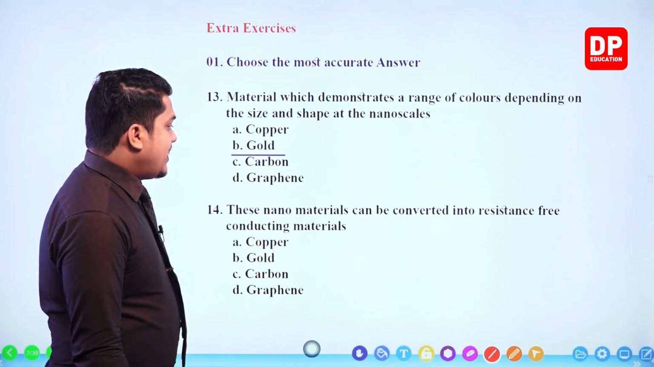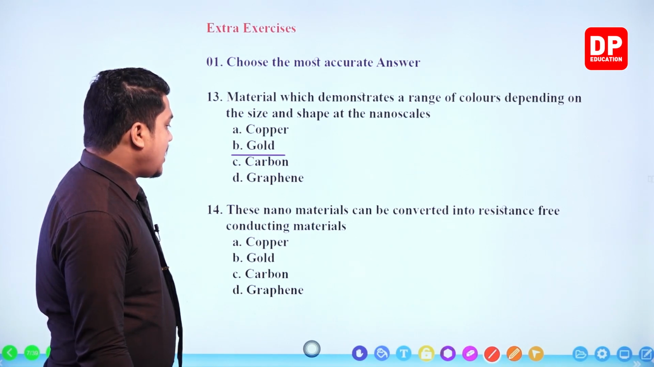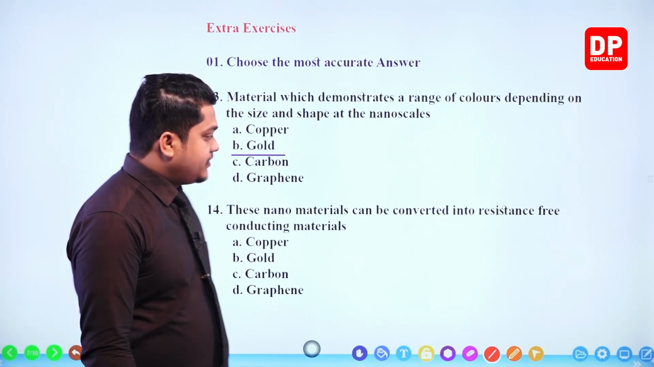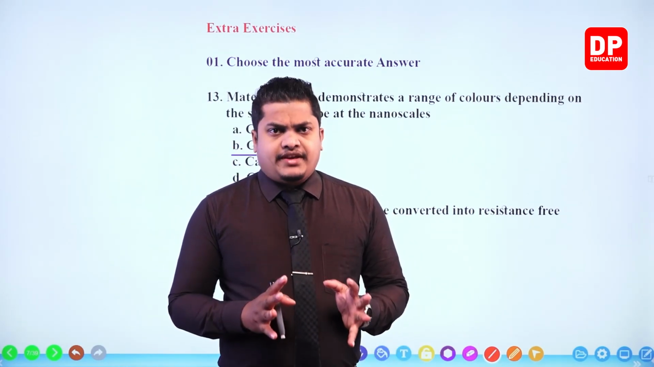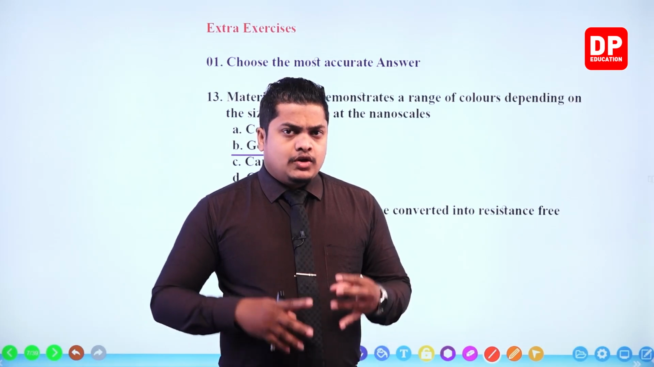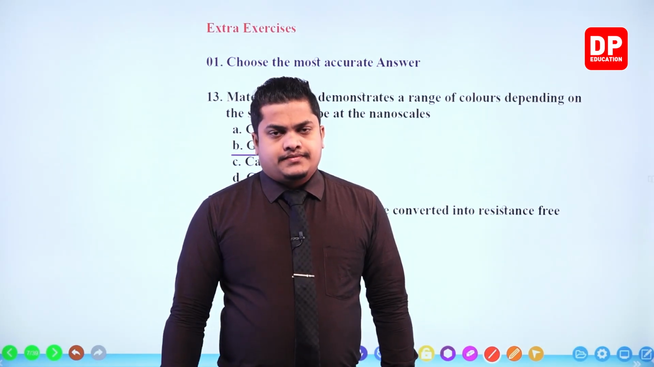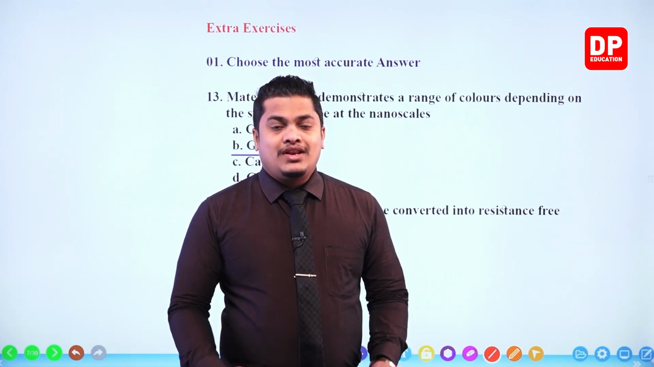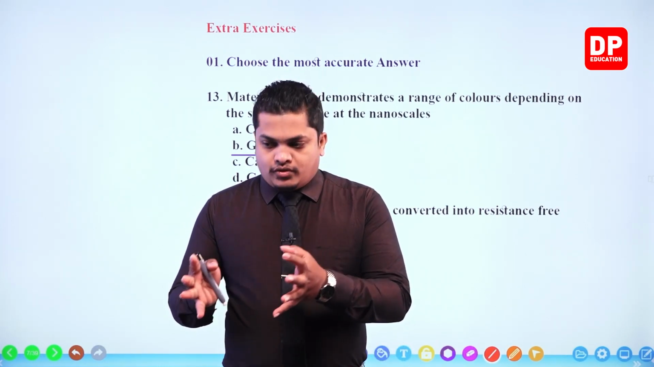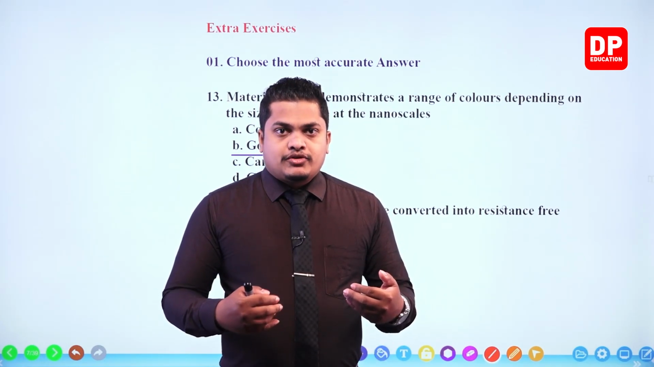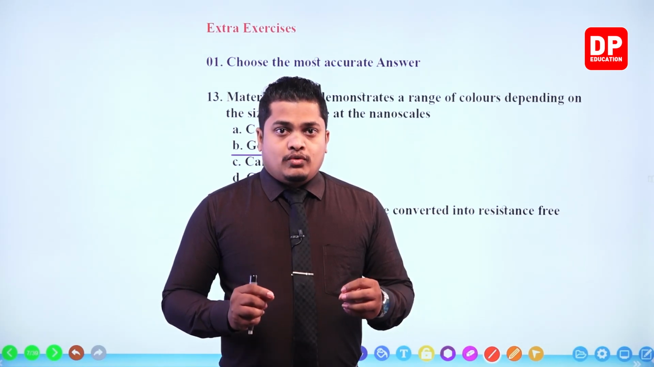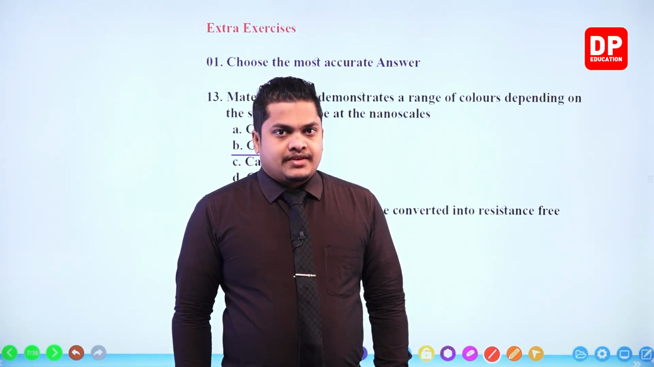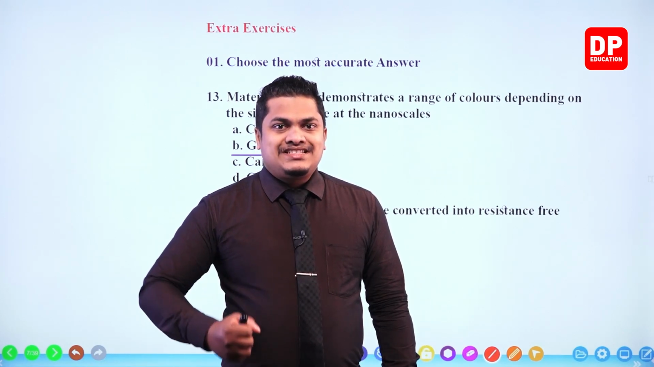Next one. These nanomaterials can be converted into resistance-free conducting materials. Copper, gold, carbon and graphene. Once again, the same things are given. You know that graphene, carbon, copper, gold, all of these things are conductors. And we discussed in the previous one that when you take gold in a normal environment, gold is going to show different kinds of properties. However, way more different properties can be observed if you go for the nanoscale of gold because of the change in the reactivity. Okay, but however, my dear children, resistance free.